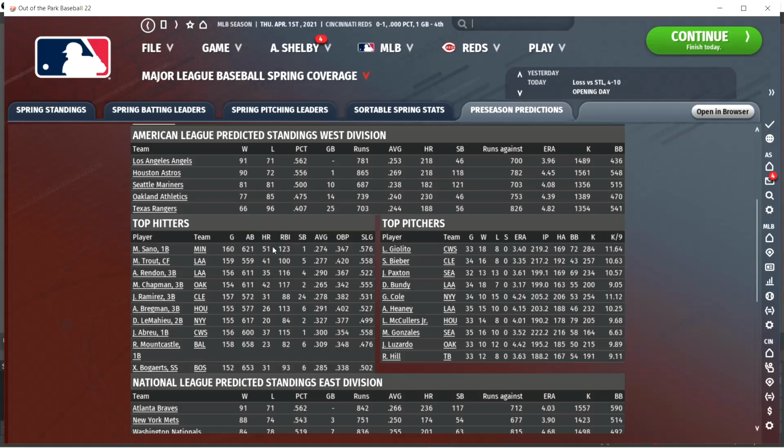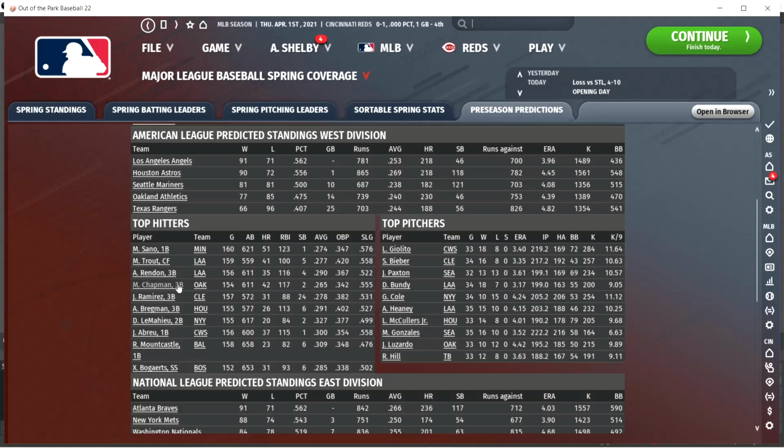And if you look at these numbers here and then look at them at the end of the year, they're not always exactly right. This is a projection, maybe like the 50th percentile projection for each player, and then there's a whole range of outcomes that a player can reach between these.